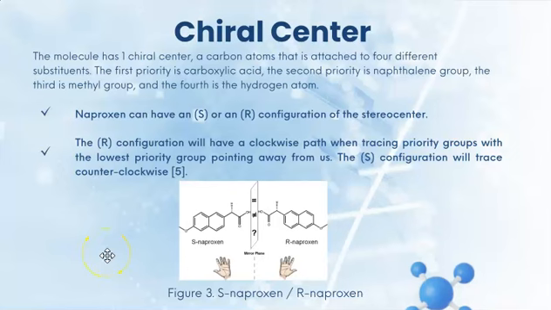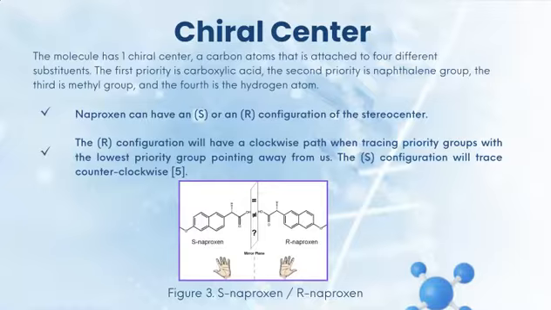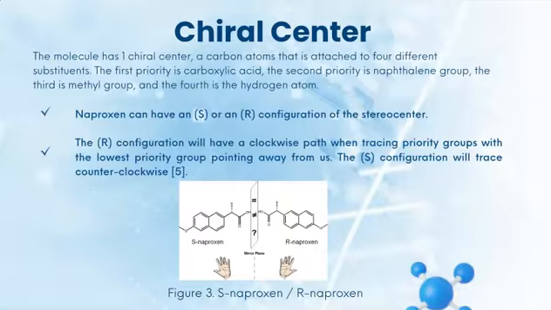The molecule of naproxen has one chiral center. It's the central carbon that is attached to four different substituents. The first priority group would be the carboxylic acid group, our highest priority. The second highest priority would be the naphthalene group. The third priority would be the methyl group. And then the hydrogen that is not shown here, but would be pointing towards us, sticking out of the page, would be the last, fourth group.